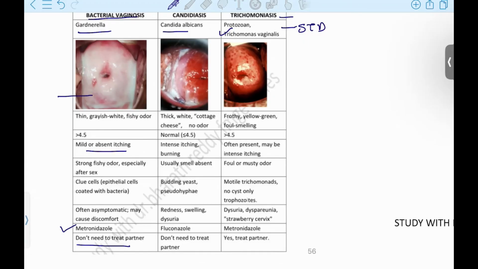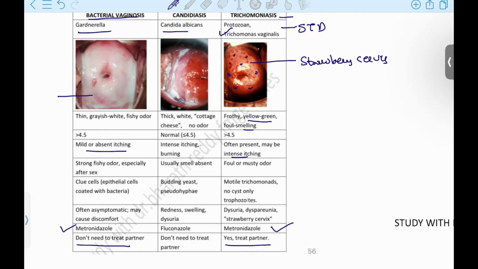Next, coming to trichomoniasis. This has a classic feature, strawberry cervix. The hemorrhagic spots seen on the cervix are known as the strawberry cervix. And what is the discharge color? Yellow-green, foul-smelling, fishy discharge will be present in this patient. The itching is also intensified after sexual intercourse. And yes, you have to treat the patient's partner also, along with the metronidazole treatment.